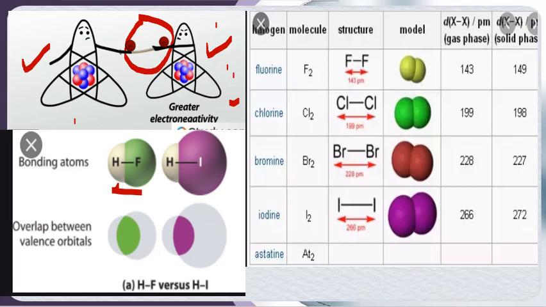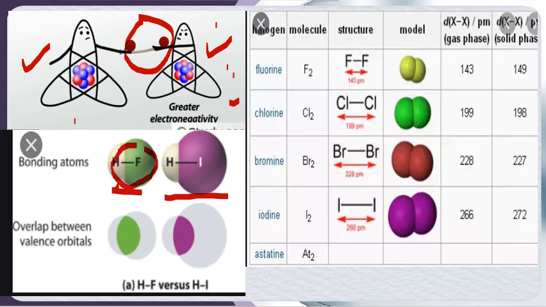Similarly, compare these two. Here it is hydrogen iodide and here it is hydrogen fluoride. Look at the size of the iodine and fluorine. Also consider their electronegative values, right? Here the size of fluorine is much smaller as compared to iodine. You can see.